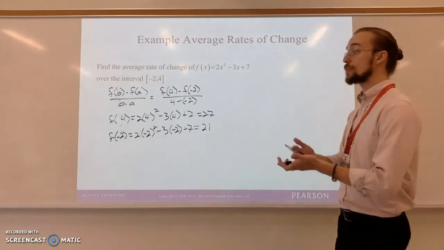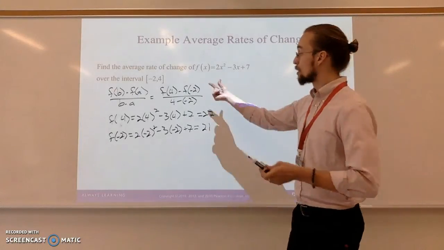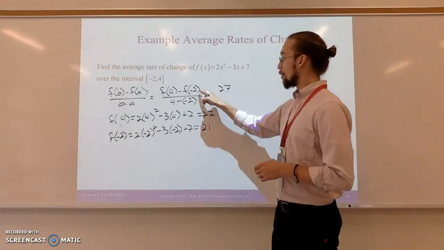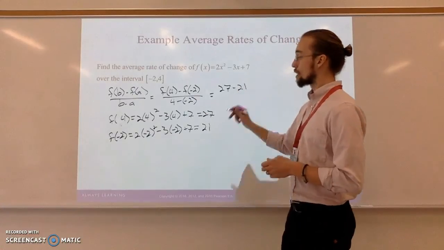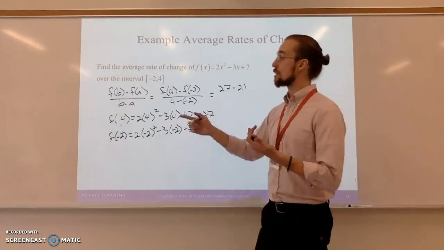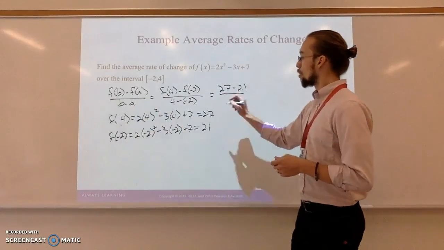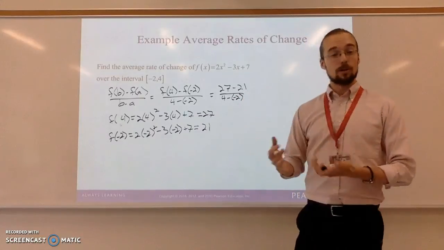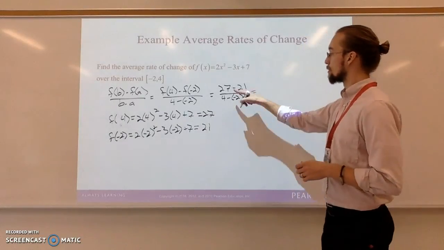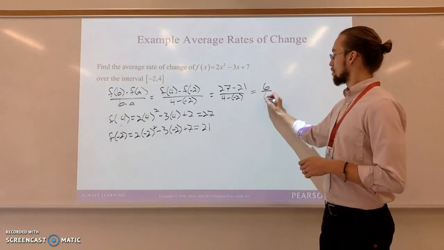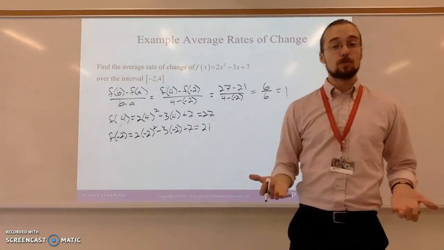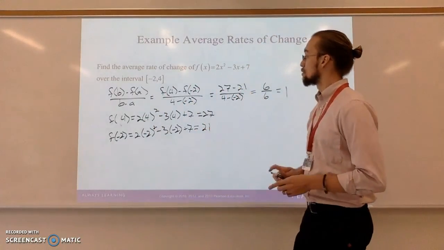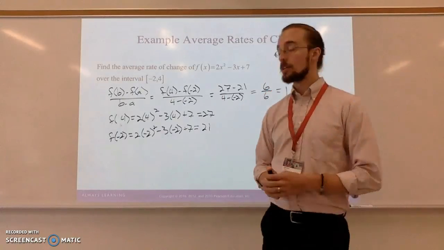So we have all of the information we need now to plug into this formula. I know that f of 4 is 27, and I know f of negative 2 is 21. So that's like my y2 minus y1. We're saying that's f of b minus f of a over, and we already know that my x values, b and a, are 4 and negative 2. So just do the arithmetic now. We get 6 over 6. My average rate of change on the interval negative 2 to 4 for this function, 2x squared minus 3x plus 7, is 1.